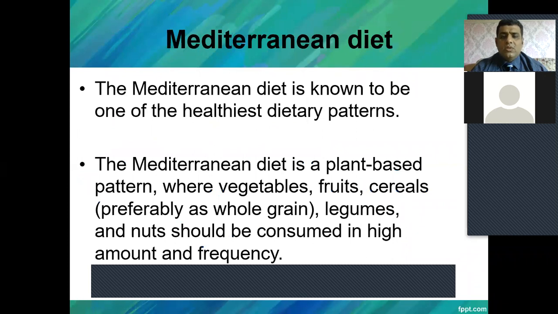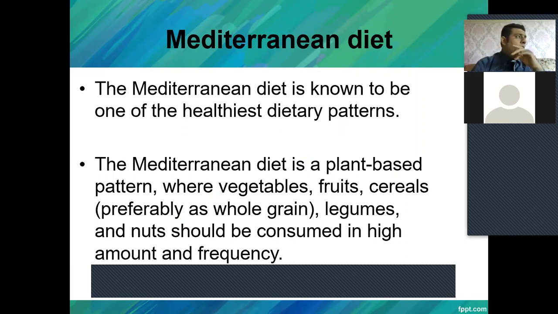So these are our goals. Ultimately, we want to decrease the disease outcome, improve disease management, and decrease the disease prevalence in the specific group of patients. Then the Mediterranean diet is considered the healthiest diet pattern.